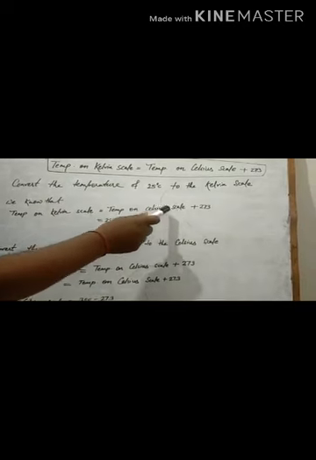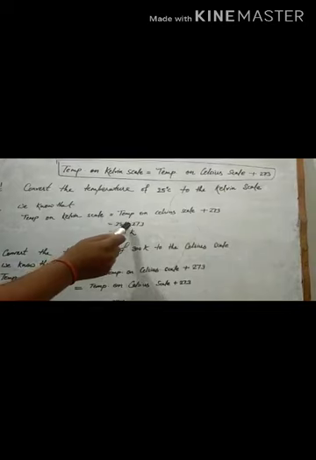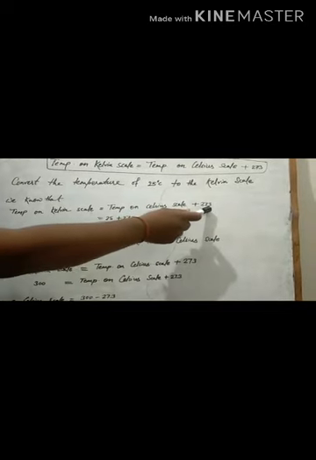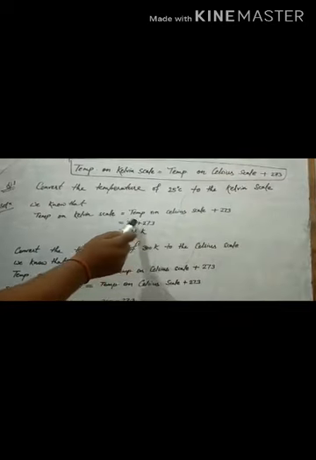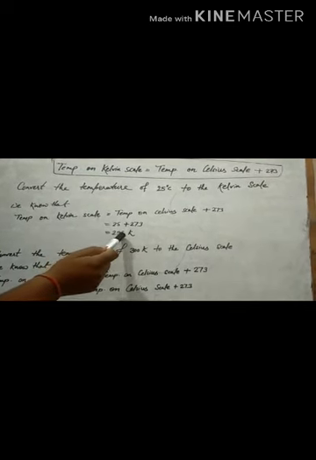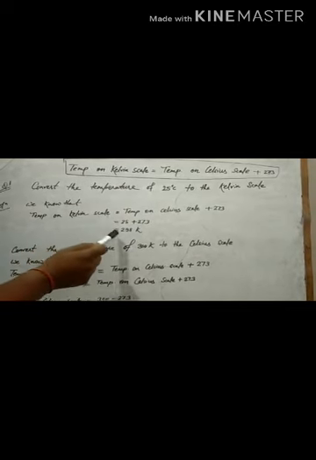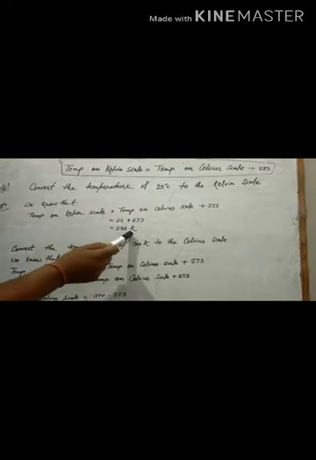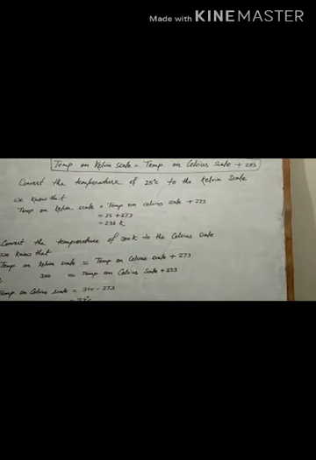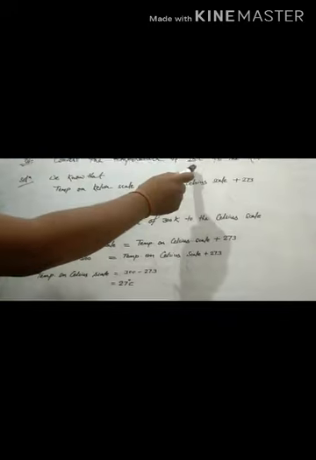Temperature on the Celsius scale is what? 25 degrees Celsius. So write here 25 plus, and here is what? 273. After we add these numbers, we get 298 Kelvin. So the temperature on the Kelvin scale is 298 Kelvin. So it is a very simple formula by which we can easily convert 25 degrees Celsius to the Kelvin scale.